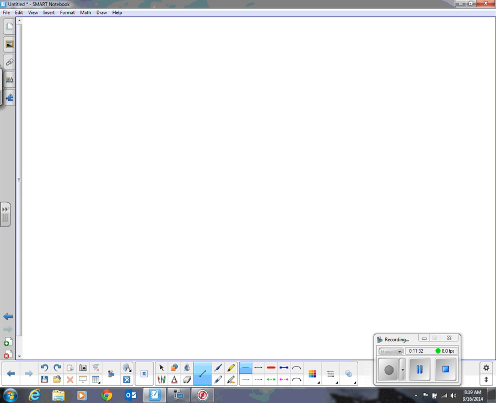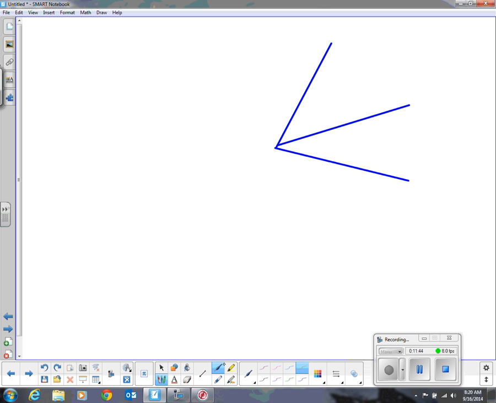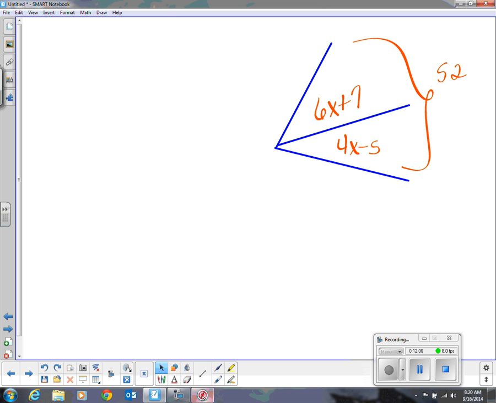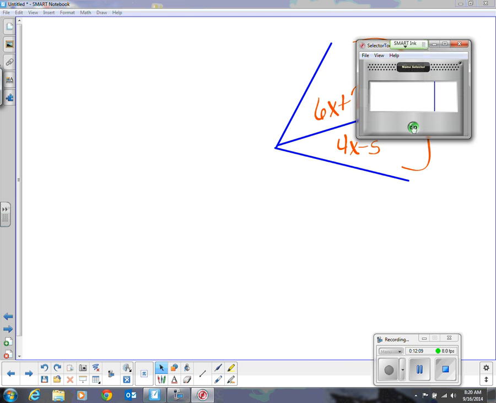On 6, we now have an angle. In the directions, it does not tell us that we have an angle bisector at all. So it says that AFB, which is this top angle, is 6x plus 7. Then they told us that BFC is 4x minus 5. And they told us that AFC, this whole thing, is 52. Based on my diagram and the information we were given, what equation will we write, Aaron?